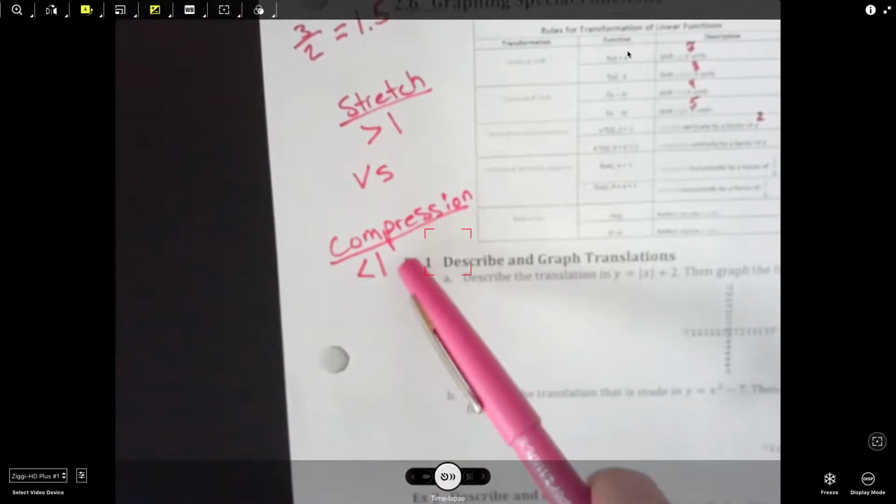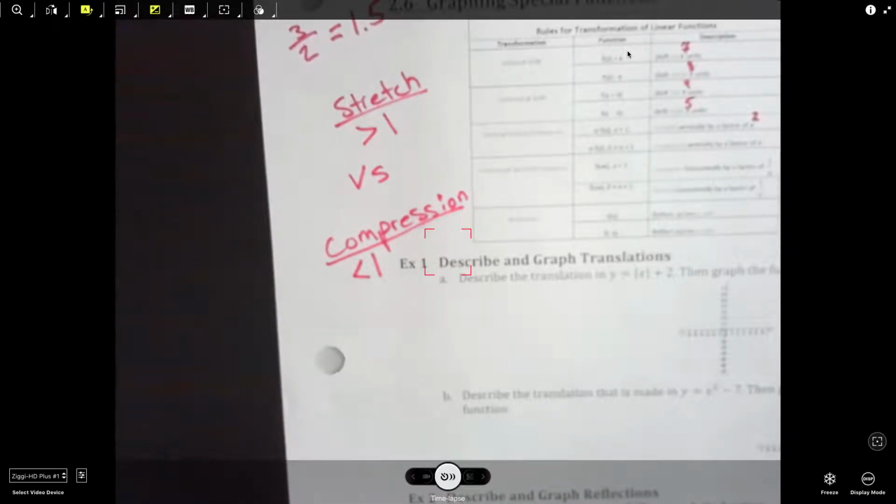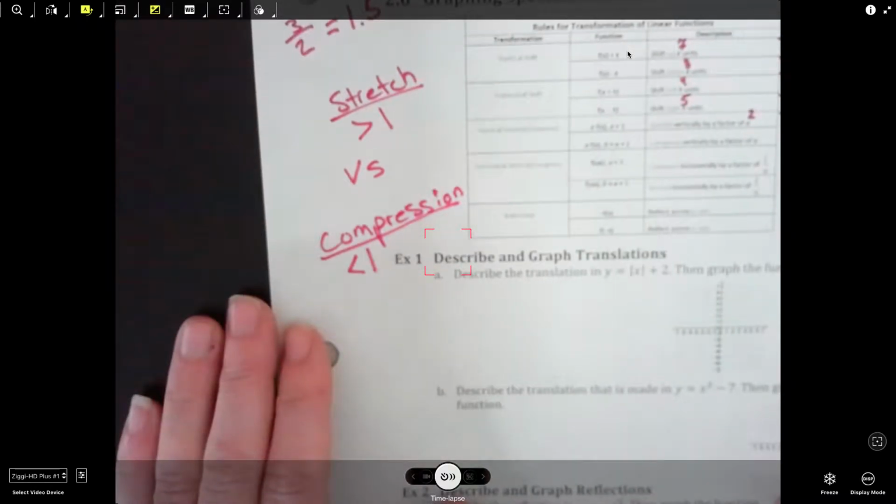Does that make sense? If it's 2 times as big, you're stretching it. If it's 3 times as big, 4 times as big, 5 times as big, you're stretching it. If it's half the size, less than 1, that's a compression. A third of the size is a compression. Now, what if it's exactly 1? Then it's neither, because it's going to stay the same size. If I multiply it by 1, it's going to stay the same size as it was before. So there's the rule for stretch and compression.